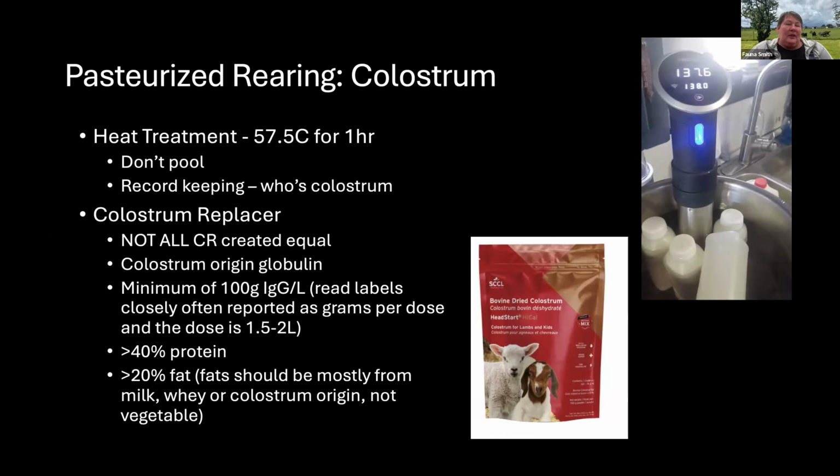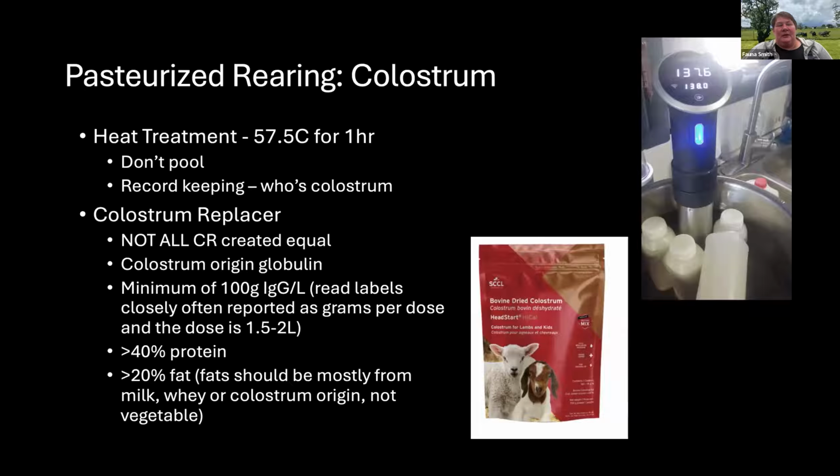I think we've had some of it here. It's super expensive, so I use one of the bovine products. But when you are looking at colostrum replacers, one, you want the origin of the globulin to be colostrum and not serum. You want a minimum of 100 grams of IgG per liter.